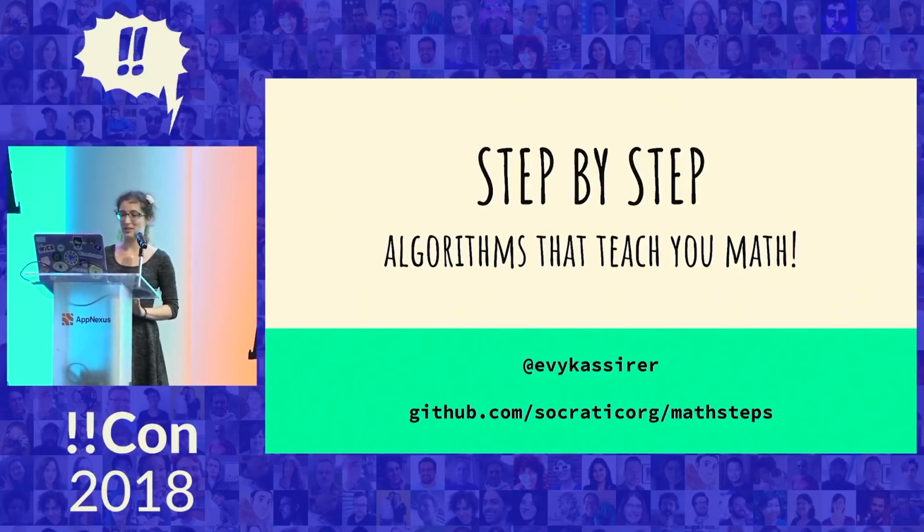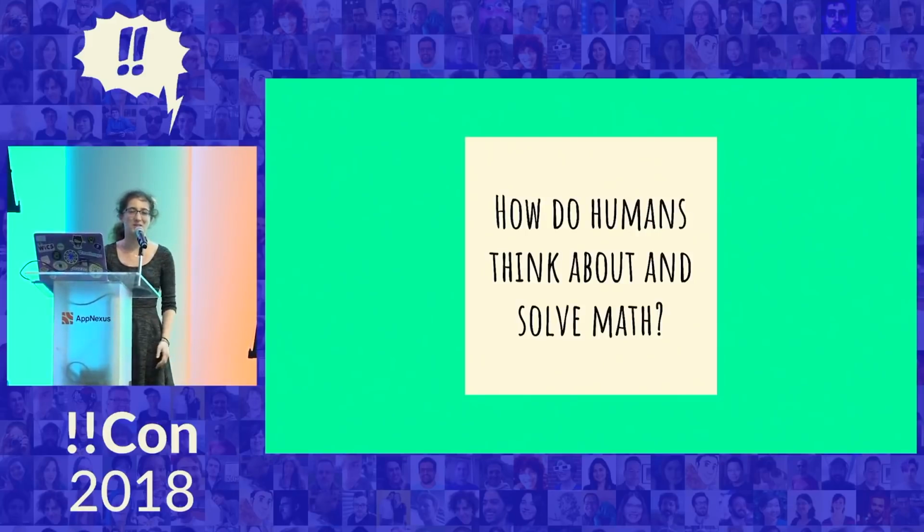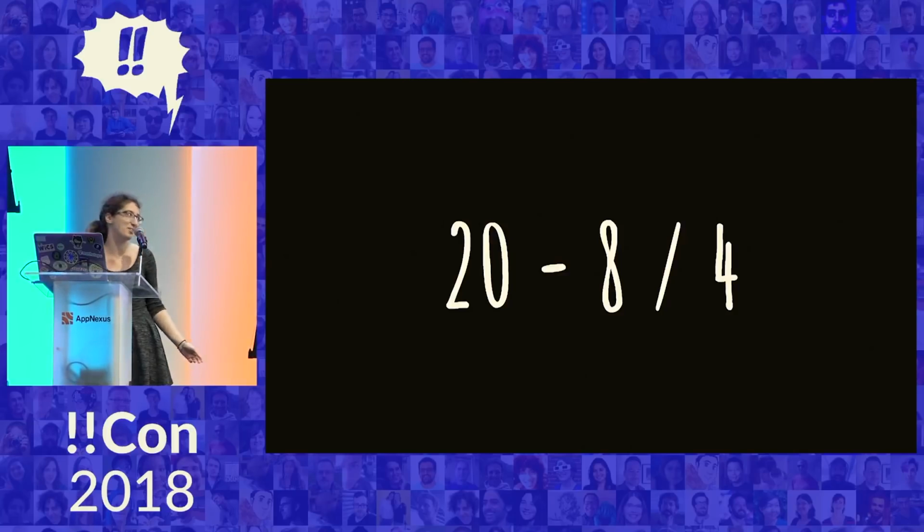So before we get started, I just want to take a step back and talk about how humans think about math. How do we solve math? Here's some math. This is an expression that could be simplified. And when I look at this, and probably same for many of you, without even really thinking much about it, I know that 8 divided by 4 happens first. Division has precedence over subtraction.